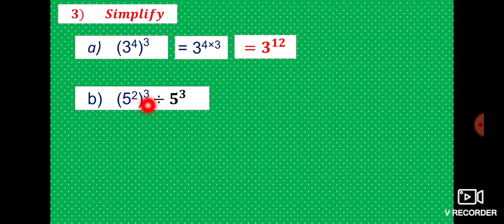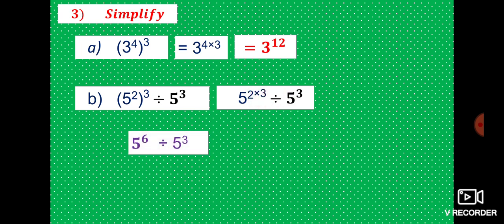B question. 5 square whole cube divided by 5 cube. First we convert this power of a power. 5 raised to 2 into 3 divided by 5 cube. 2 into 3 is 6. 5 raised to 6 divided by 5 cube. This is second law, division with the same base. What will we do? Yes, we just subtract the powers. 5 raised to 6 minus 3, that's equal to 5 cube.